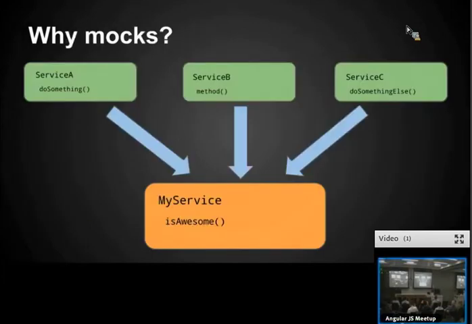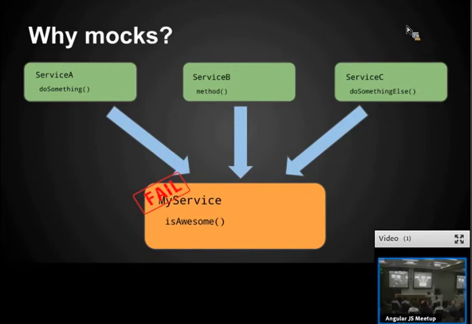So here's a diagram depicting my service, with its isAwesome method, and then the three dependencies that it has, and those methods that we're actually going to call within my service. So let's say we write our tests. We inject the actual implementations of these dependencies, like we've always been doing. All the tests are passing, things are great, and we keep running our CI system.